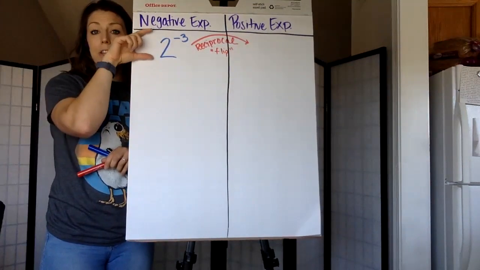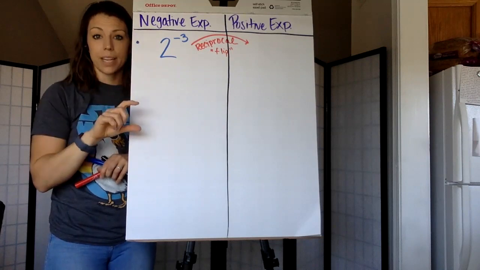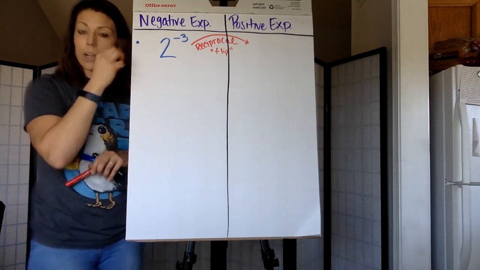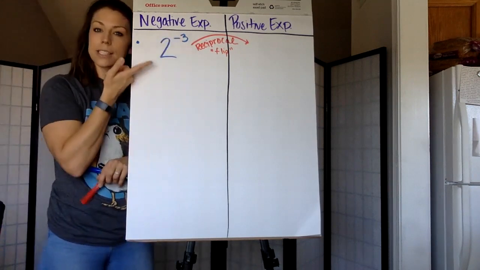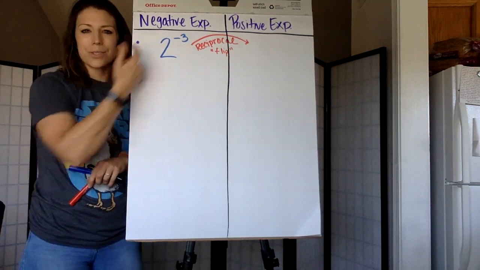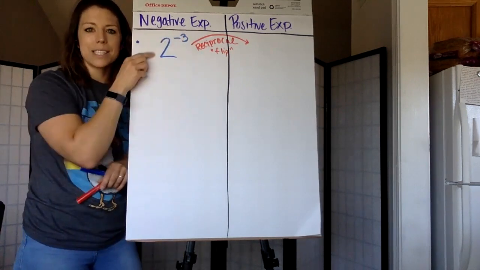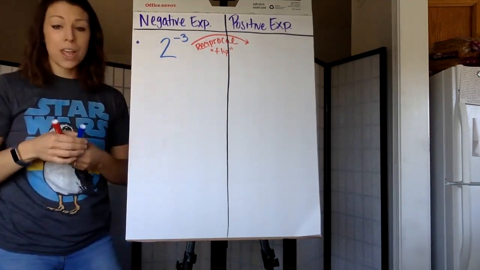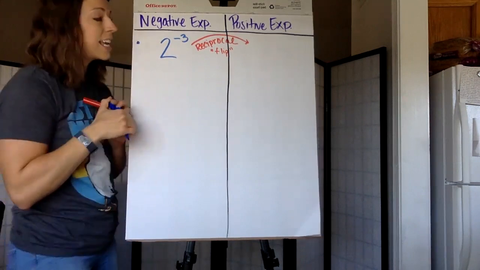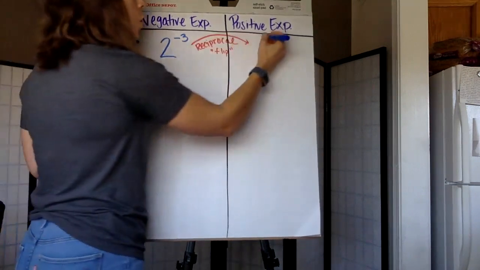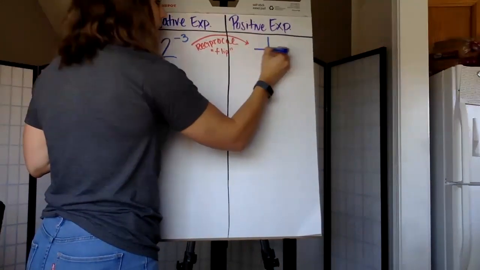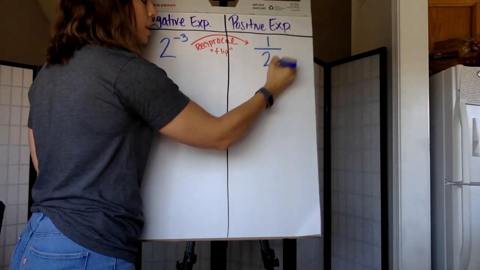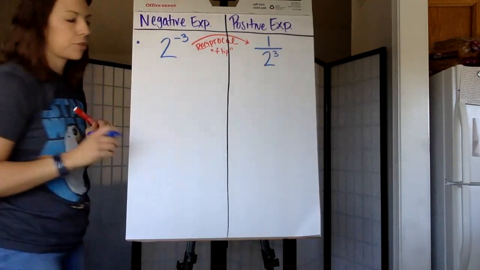Wherever it was, if it was in the numerator, guess where it belongs now? In the denominator. If it was in the denominator, guess where it belongs now? In the numerator. So this 2 to the -3rd power, is this in the numerator or denominator? Well, there's no fraction bar, so that means this is currently in the numerator. So where are we going to flip it to? We're going to flip it into the denominator, which means this is what it looks like. Bear with me here. We now have 1 in the numerator, and guess what's in the denominator? Our base of 2 to the power of +3.